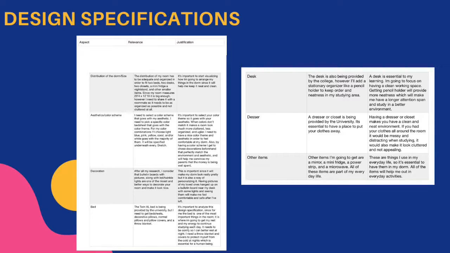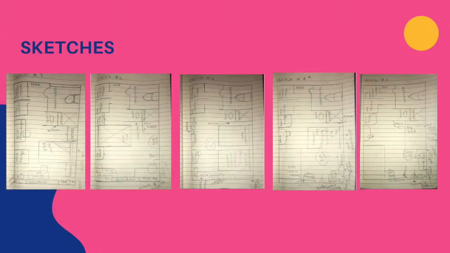These are things that I actually need to meet my objective. I said the distribution of the dorm was important, such as the color scheme, the decoration, the bed, the desk, dresser, and other items. Then I proceeded to sketch out different options of distributions I would like for my dorm room. I ended up choosing my fourth sketch.